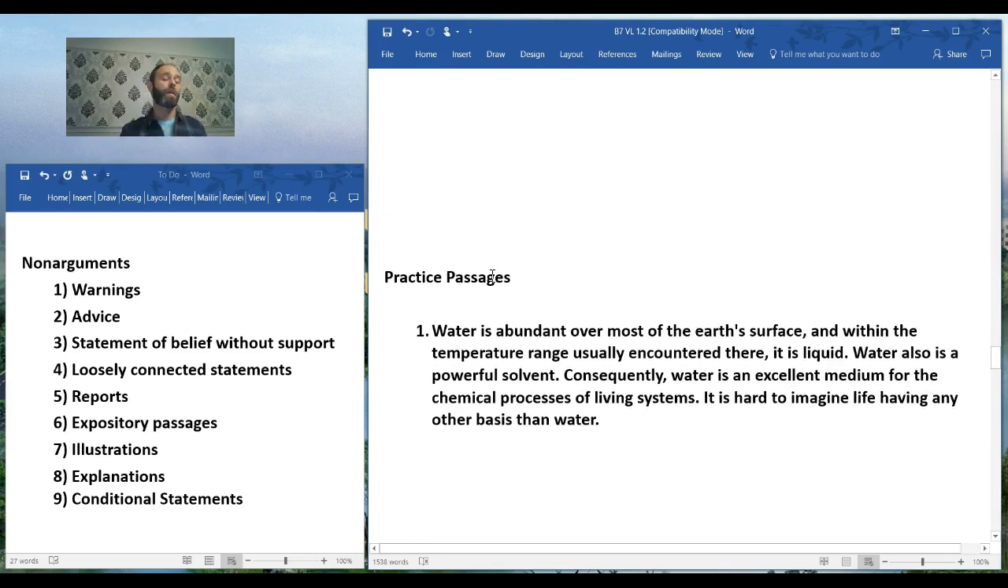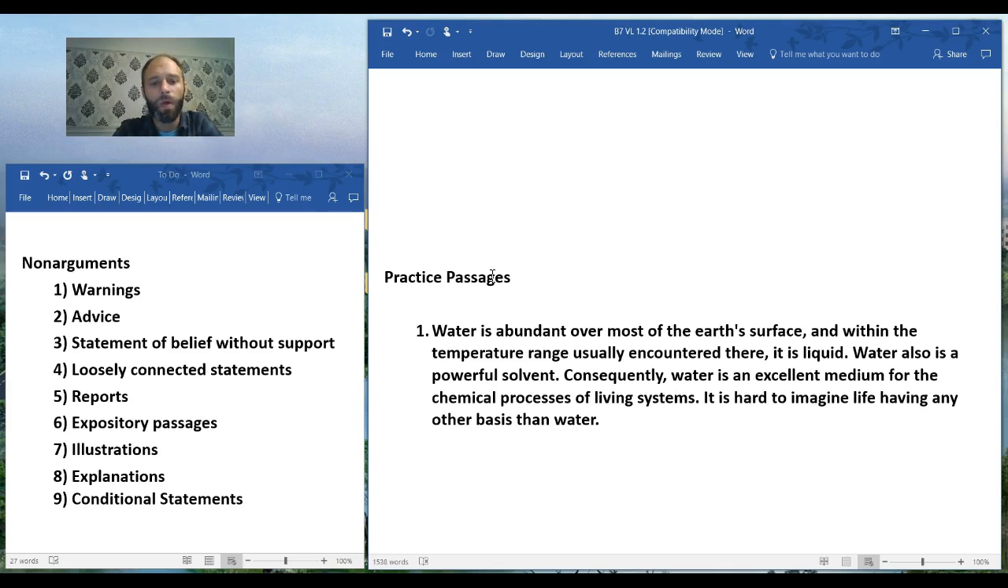All right, so those are the 9 types of non-arguments. Now let's look at some practice passages and try to determine if they're arguments and if they're non-arguments, and if they are non-arguments, what kind of non-argument, which kind of the 9 are they?